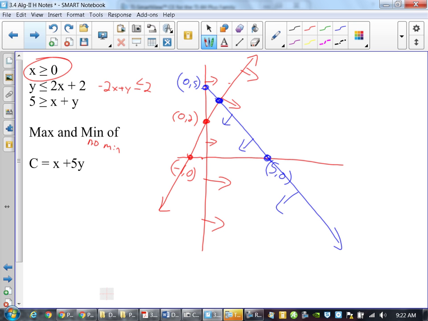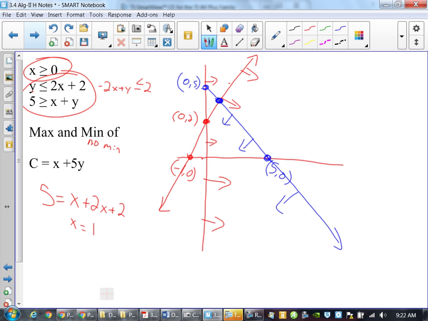Real quick here, since we have y equals 2x plus 2, I'm just going to say 5 is x plus 2x plus 2. I'm just using direct substitution. Are we okay with that? Sure. I'm finding the intersection of these two equations. Remember, when you're finding the intersection, don't pay any attention to the inequalities.